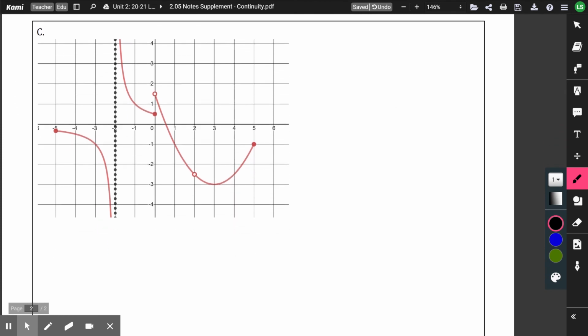Our last example is looking at a graph. And again, we want to identify the points of discontinuity as well as the reasons why they are discontinuous and whether it's removable or non-removable. So we're going to start working our way from the left. And as we approach the value of -2, we see that we're approaching a vertical asymptote at x is equal to -2. That is our first point of discontinuity. Since the limit does not exist, this is considered a non-removable discontinuity.